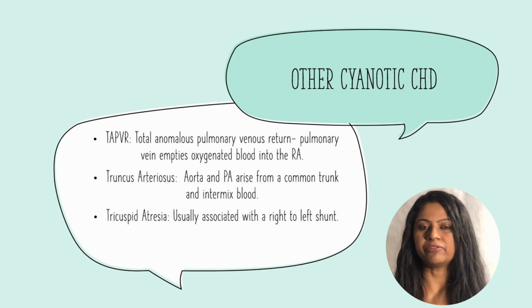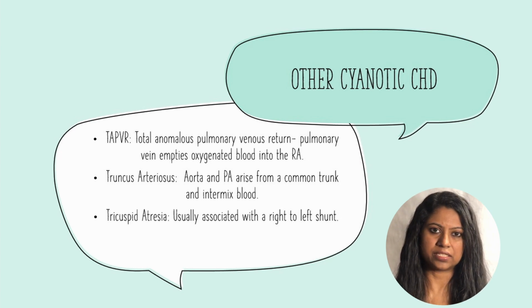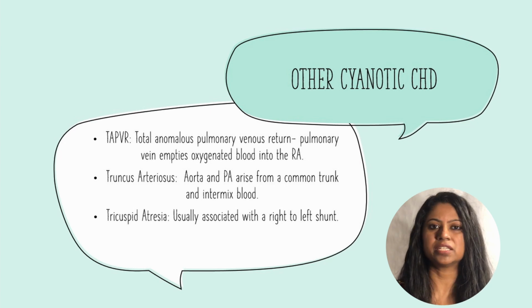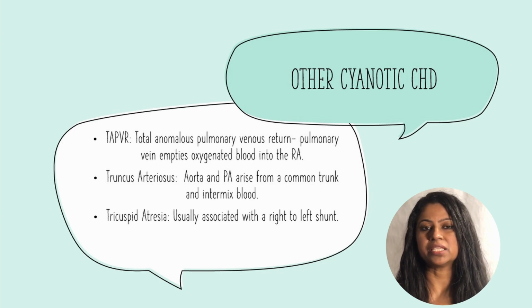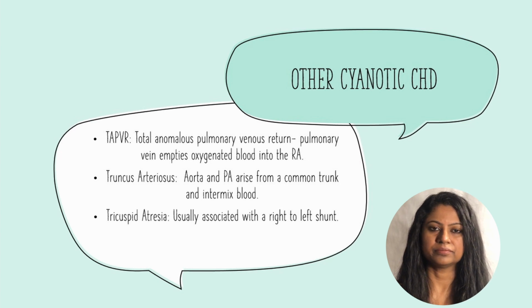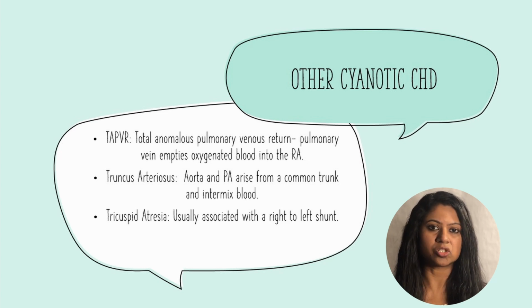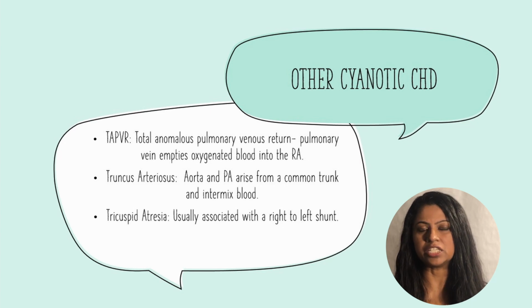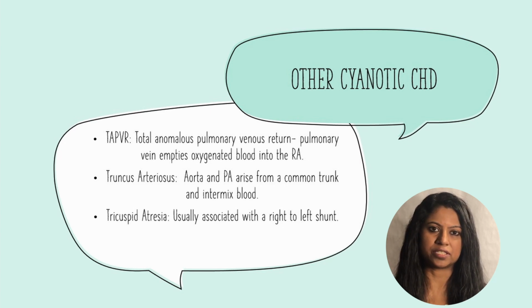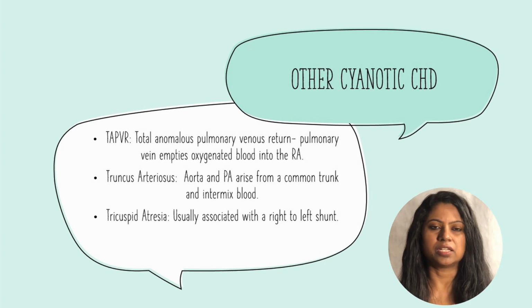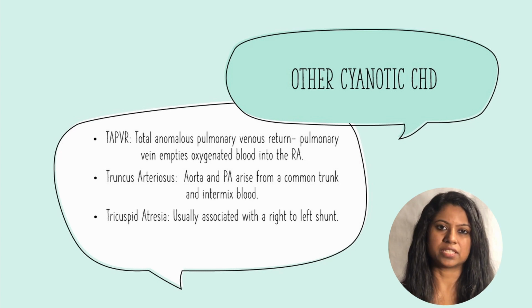I would like to mention briefly the last 3 cyanotic heart diseases. In TAPVR, or total anomalous pulmonary venous return, the pulmonary veins drain all of their oxygenated blood into the right atrium instead of the left atrium. In truncus arteriosus, both the major vessels, aorta and the pulmonary artery, arise as a single trunk, and there is no clear separation, leading to intermixing of blood, causing cyanosis. In tricuspid atresia, a stenotic tricuspid valve leads to a right to left shunt, causing cyanosis.